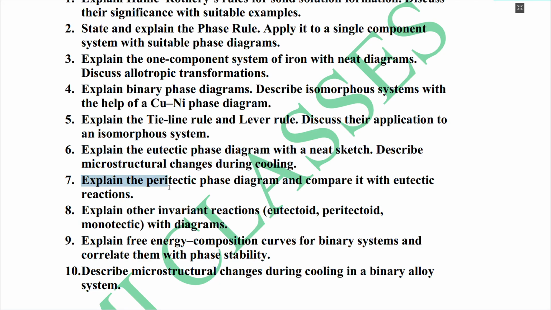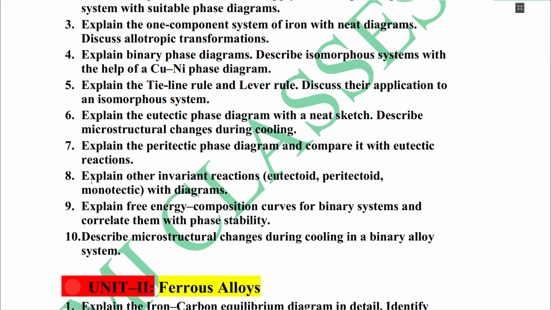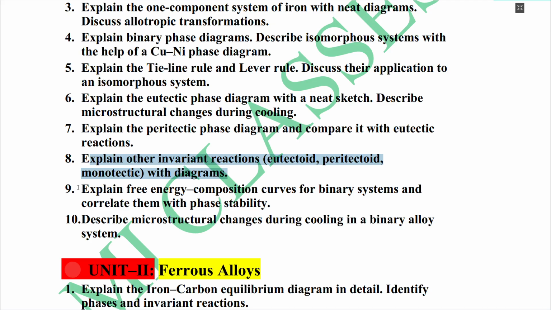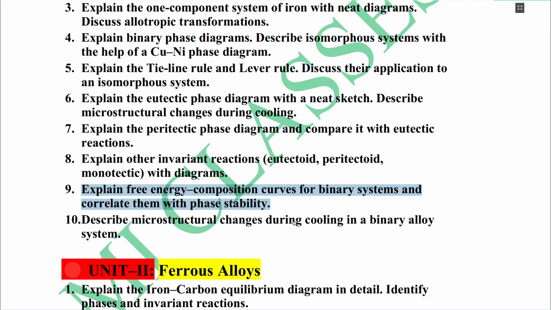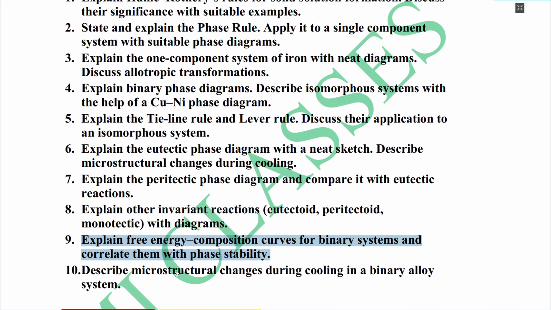The next question is: explain the peritectic phase diagram and compare it with the eutectic reaction. The next question is: explain invariant reactions, eutectoid, peritectoid, monotectic, with diagrams. The next question is: explain free energy composition curves for a binary system and correlate them with phase stability. The next question is: describe microstructural changes during cooling in a binary alloy system.